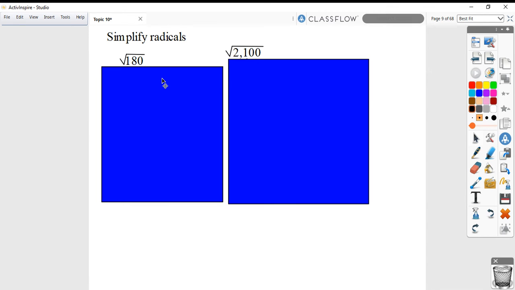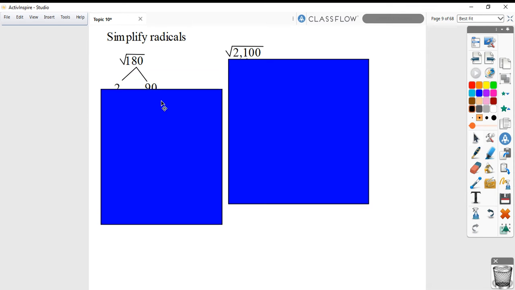And let me tell you this right now. It does not matter which one you pick. Any of those, as long as you continue factoring all the way to the end, will get you the right answer. So on this one, I selected 2 and 90. There's no particular reason. I just did. Any of those combinations of numbers will work.